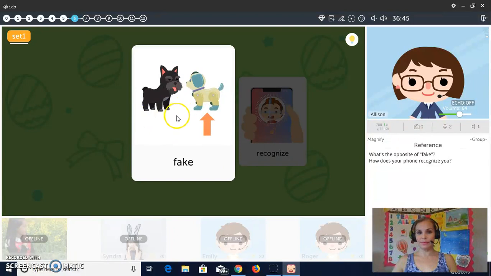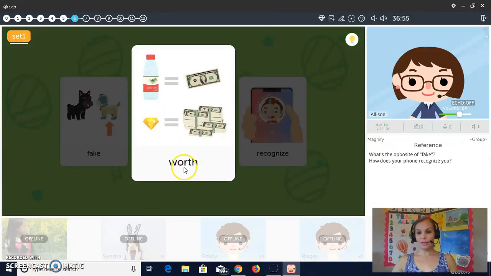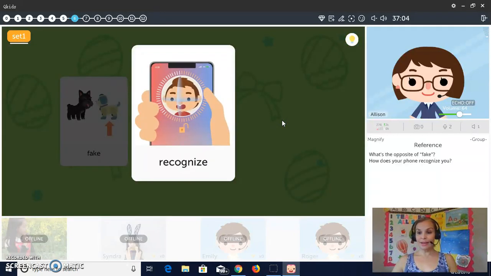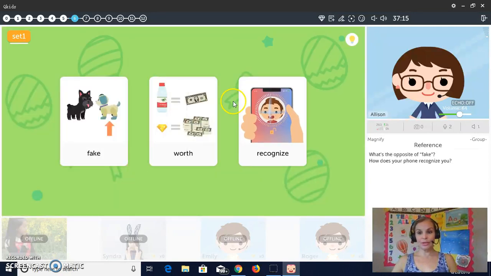We talk about the difference in real and fake. So real dog, fake dog. Because in the story, it will come into play later. Worth. And I'll say the water bottle is worth $1. And a diamond is worth lots of dollars. And we talk about that. The word recognize. So you talk about how your phone can recognize your face. And you can use other examples too. Recognizing a person that you know in a picture or anything like that.